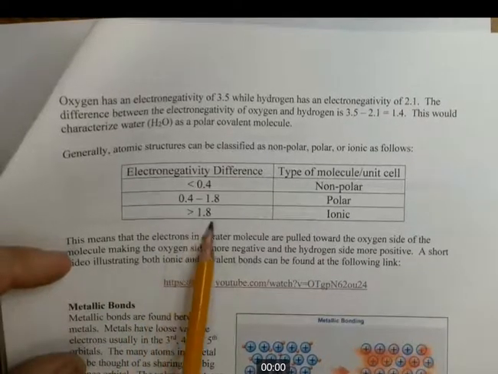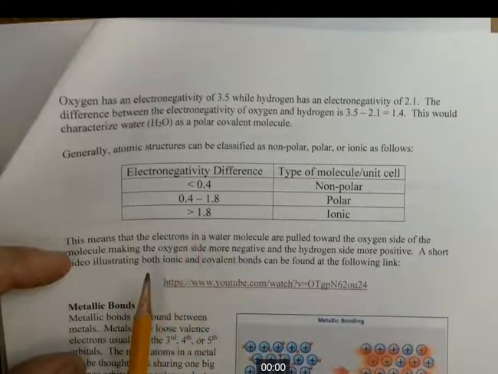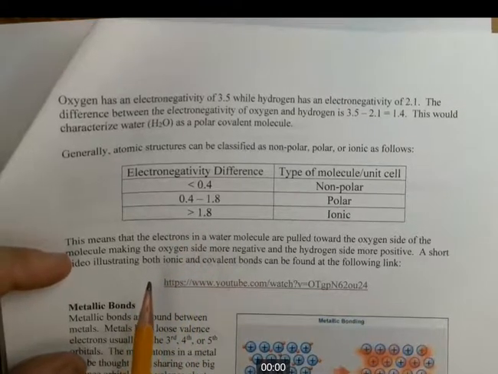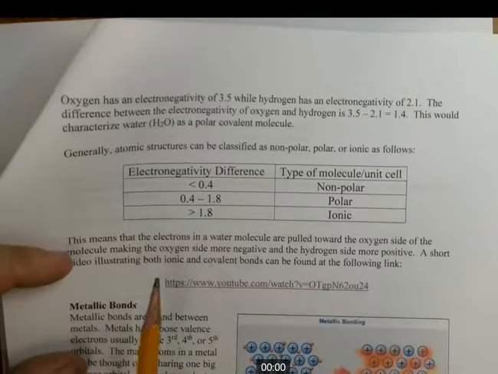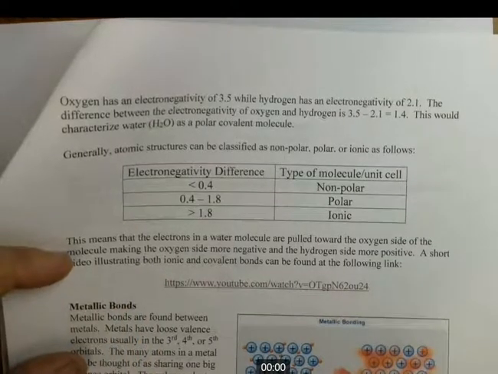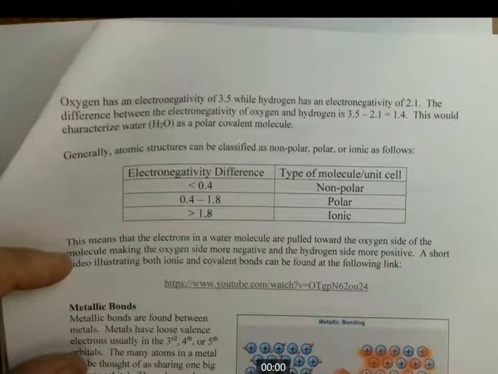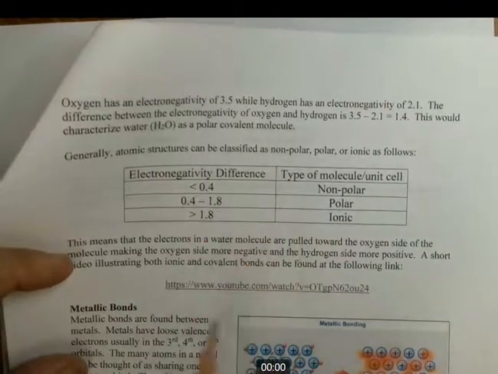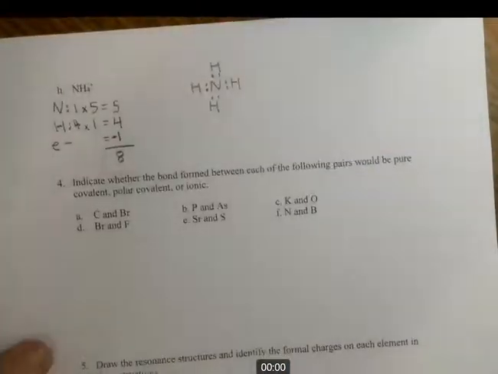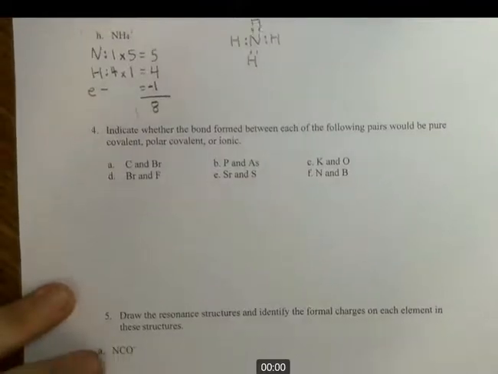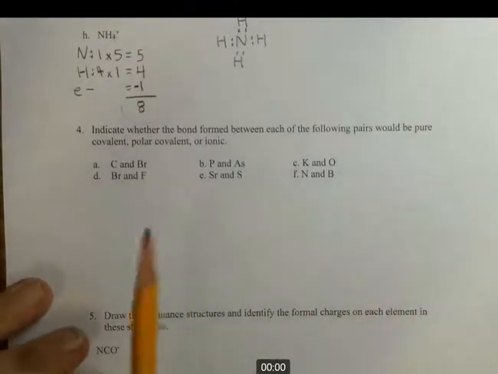Finally, if the differences are very large, greater than 1.8, then that means essentially one of the atoms has totally pulled an electron or electrons away from the other atom, and that becomes an ionic bond. One of them becomes an anion and one of them becomes a cation. So just using this table, go ahead and answer these questions. So I'm going to assume you're seeing that as I'm seeing it as I write these. So indicate whether each of the bonds is the following.